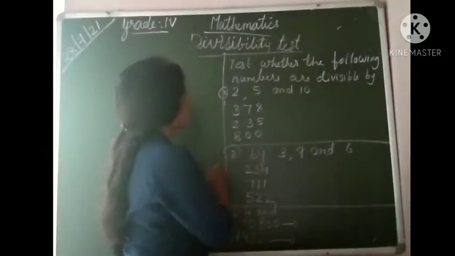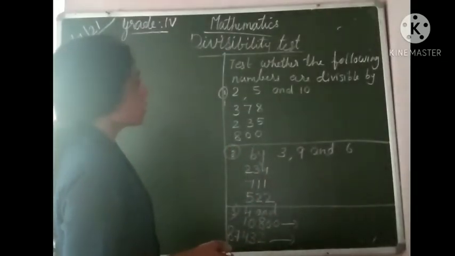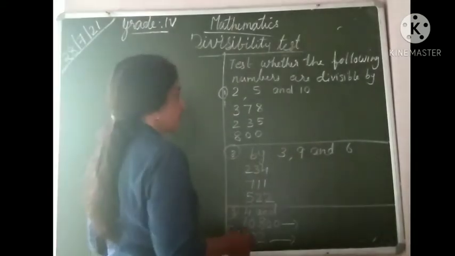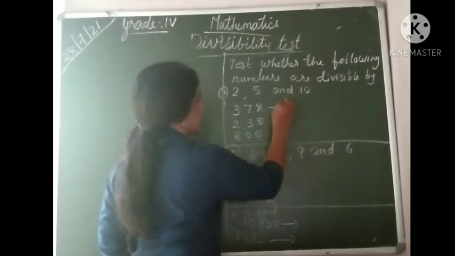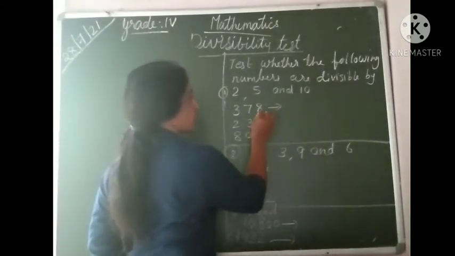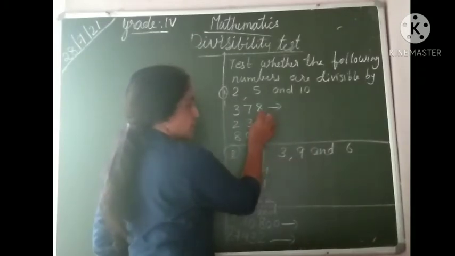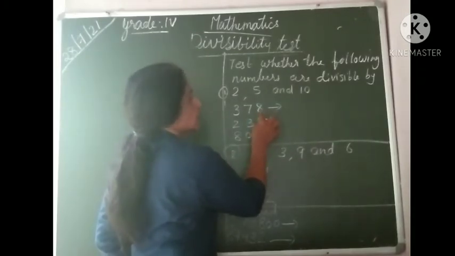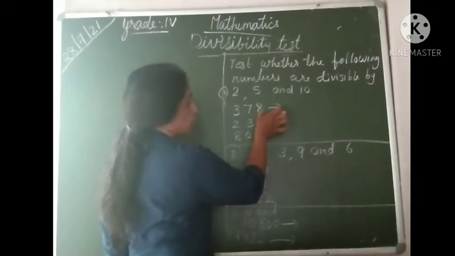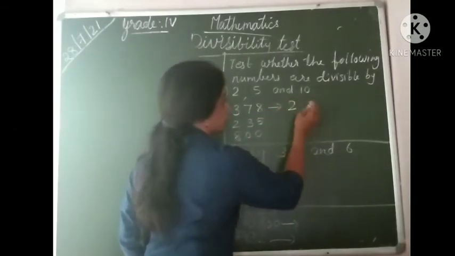Now you have some questions. Test whether the following numbers are divisible by, first question, 2, 5 and 10. Then 378. Is this number divisible by 2? Yes, because its ones place number is 8. Ones place number is 0, 2, 4, 6 or 8.